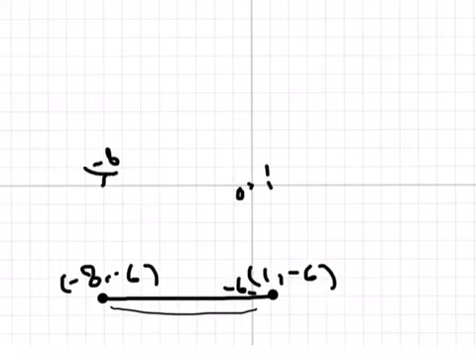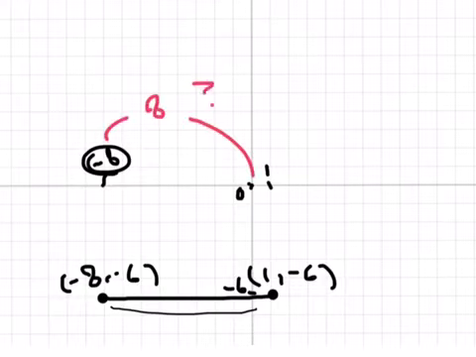So, this was -8. The distance from here to here should be 8. So, why should this be 8? If you don't get it, you can just count 1, 2, 3, 4, 5, 6, 7, 8. But that's kind of first grade-ish. So what we're going to do is use absolute value.